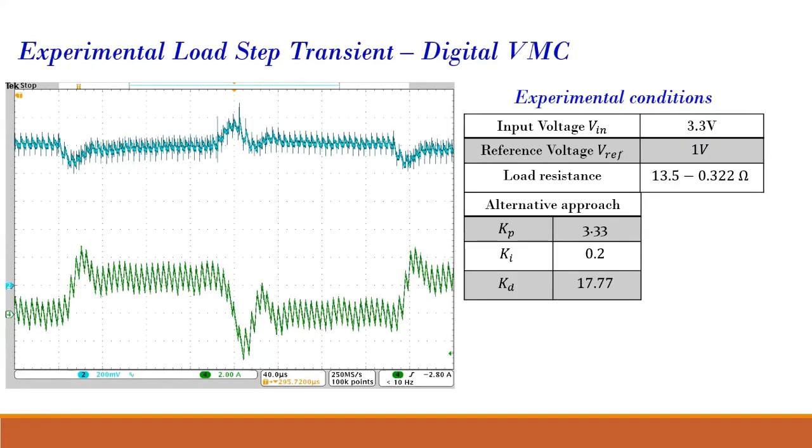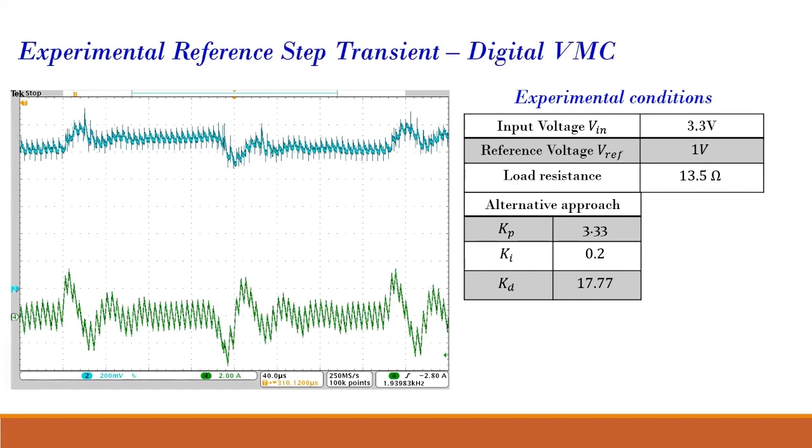Now we will consider the load step transient results. Sir has used these gains, and this is how the transient response behaves. There's a step up, and the output voltage reduces. There's a step down, and the output voltage increases, and finally it comes back to regulation. That is given alternatively. This is for load step up and step down, and this is for the reference step. The reference is increased, the reference is reduced. So this is the behavior of the system.